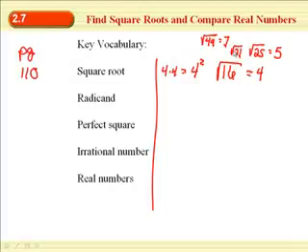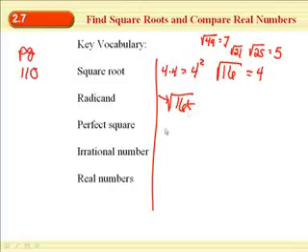So let's take a look at radicand. Square roots use this symbol, where I have the square root of 16 like that. This right here is called the radical symbol, and this is called the radicand. It's the number underneath a square root symbol.